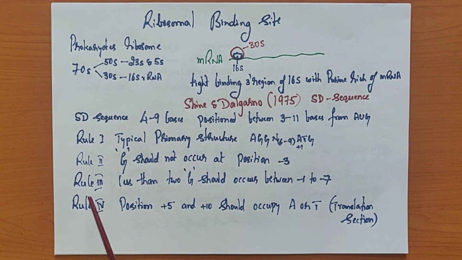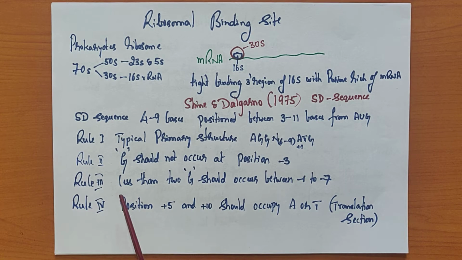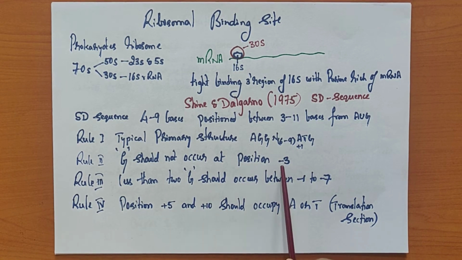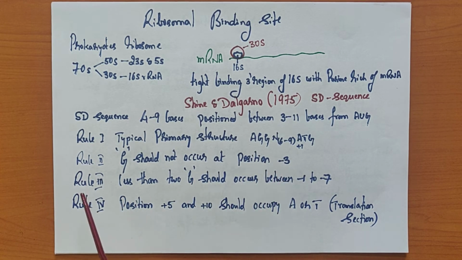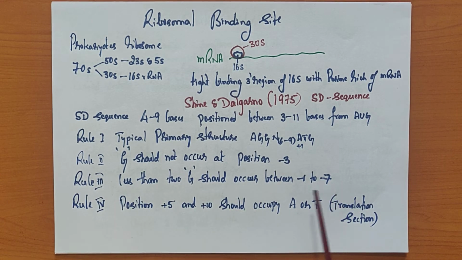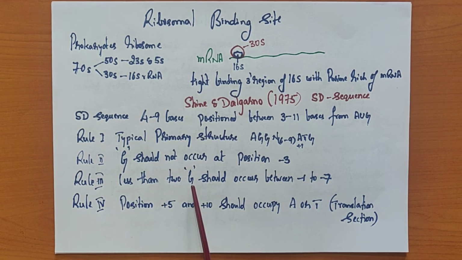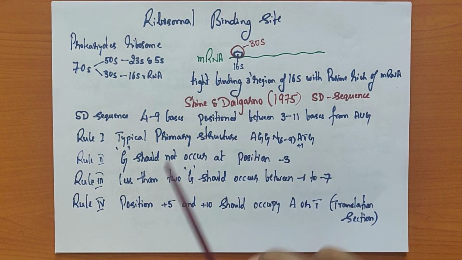Next is rule number 3. Between minus 1 and minus 7, the region should contain fewer than 2 Gs, because if we already have 1 G at minus 3, we are not supposed to have more. The maximum number of G, the guanine nucleotide, between minus 1 and minus 7 should be fewer than 2. More Gs in this region are not good for 30S ribosome binding.